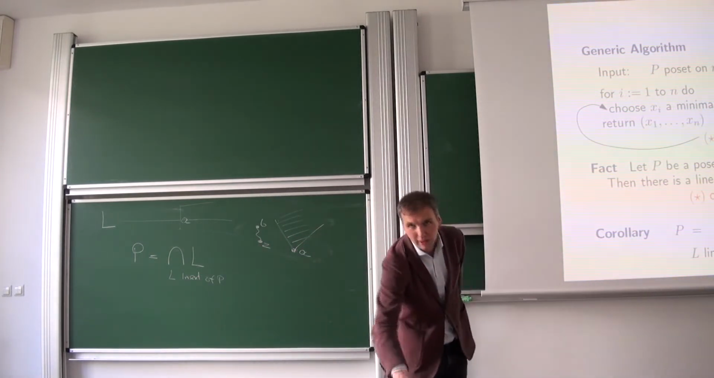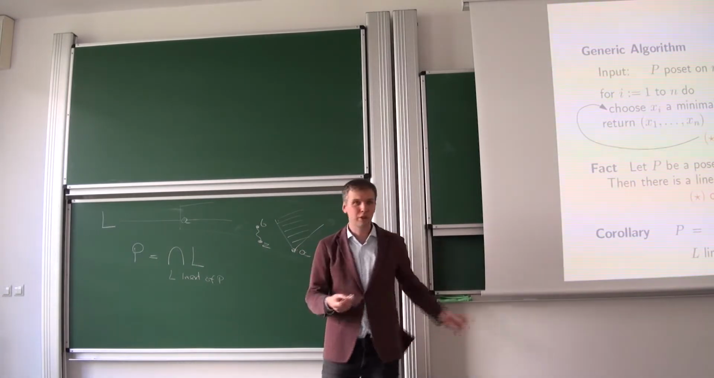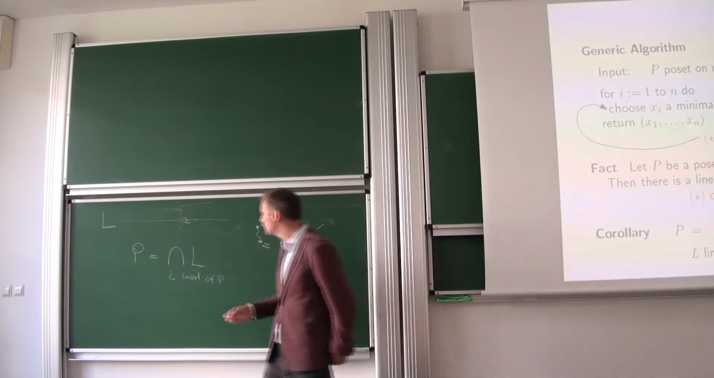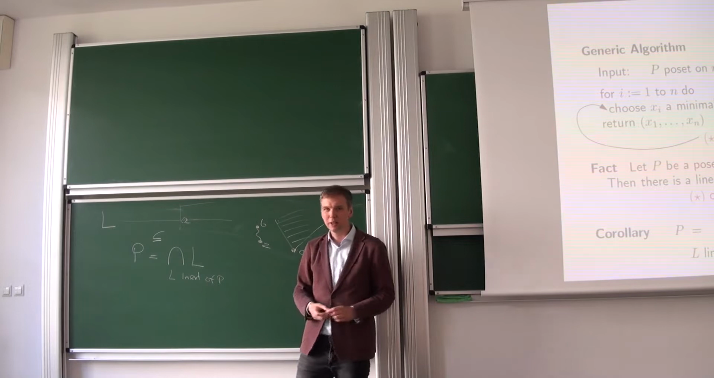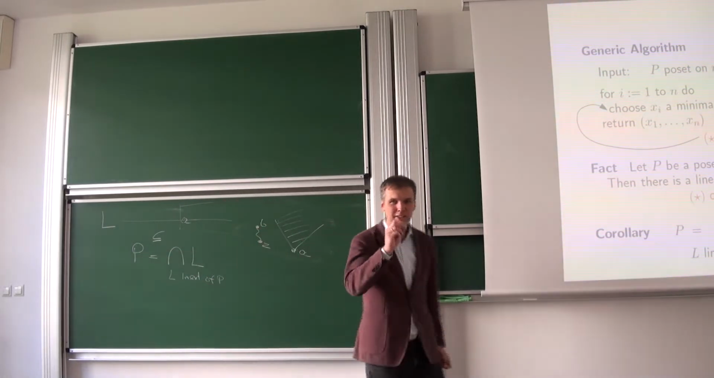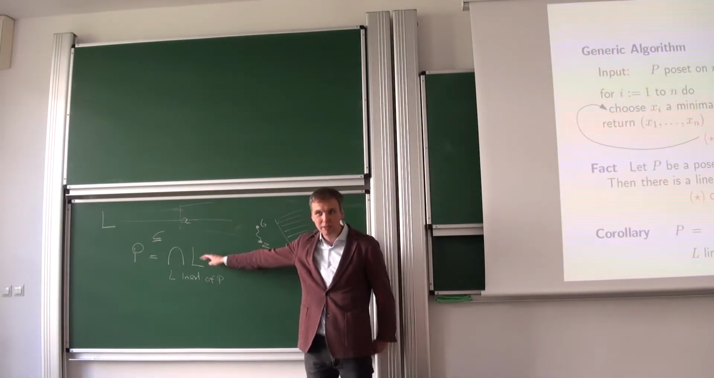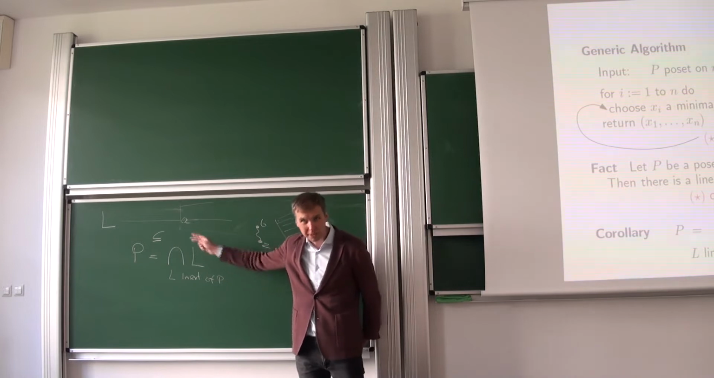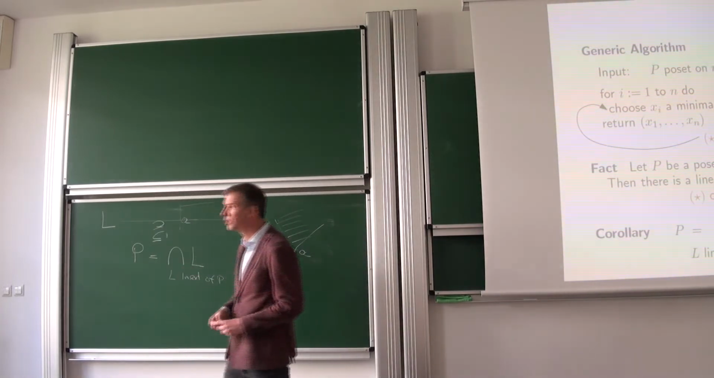Why is it true? Well, we should argue the two containments. So the first containment: you take a relation in the poset, so x is less than y in the poset. Do you have it on this side? Yes, because every linear extension respects the poset. So this is correct. Take the other containment.